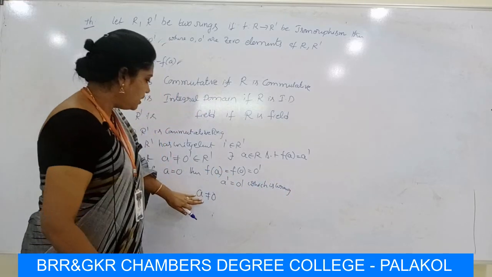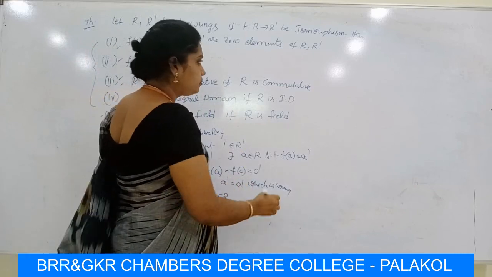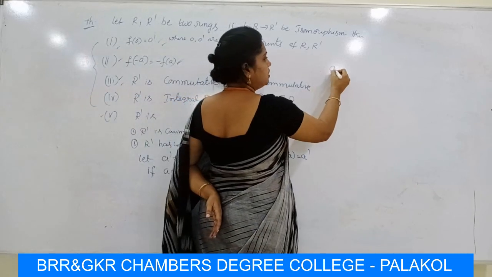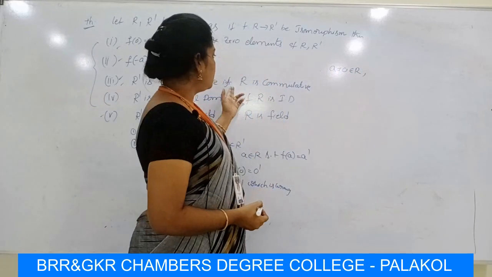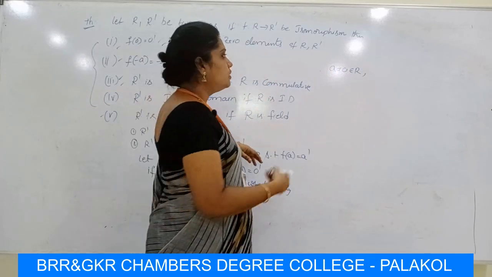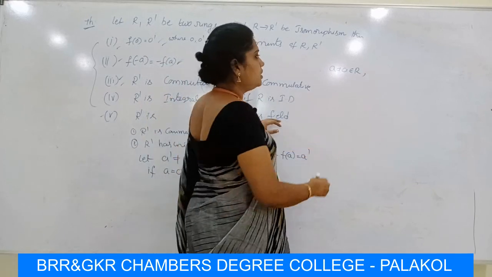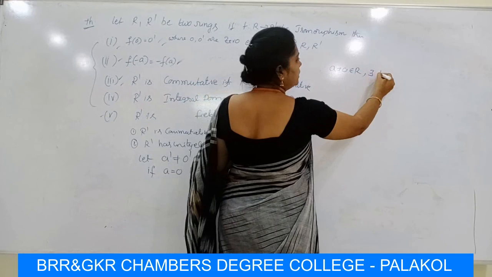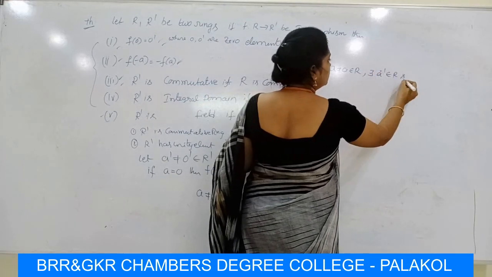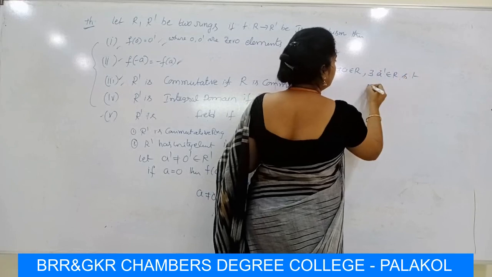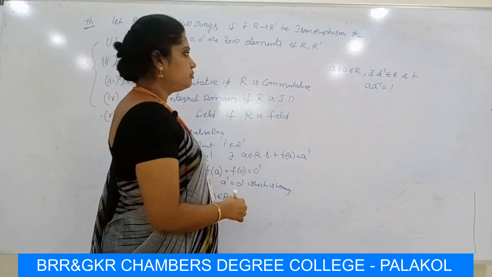So a must not be equal to 0. Here a is a non-zero element of R. Since a is not equal to 0 and belongs to R, and in our hypothesis R is a field, every non-zero element of R is invertible under multiplication. So there exists a inverse in R such that a into a inverse is equal to 1.